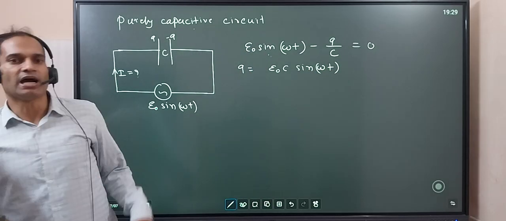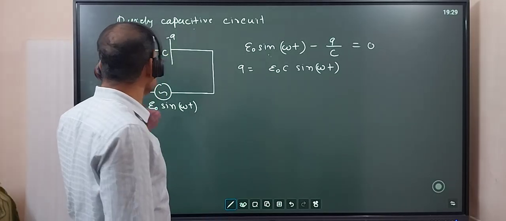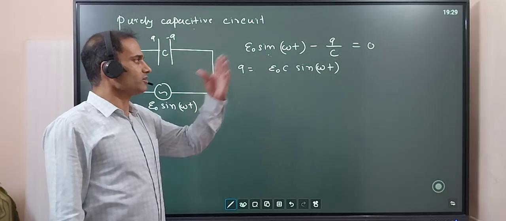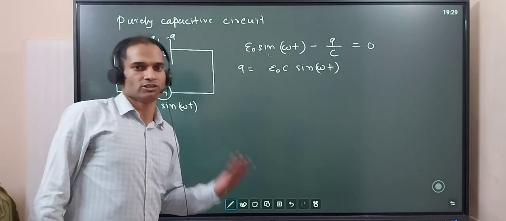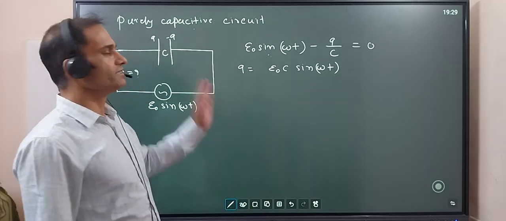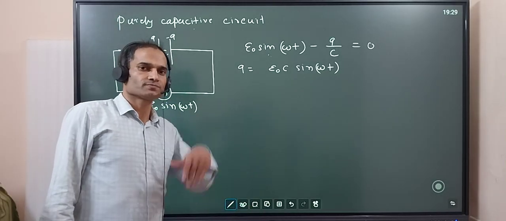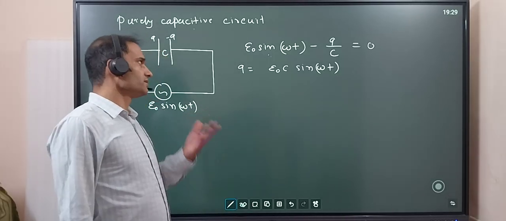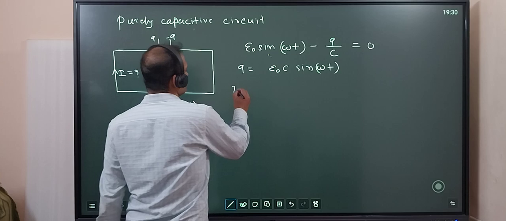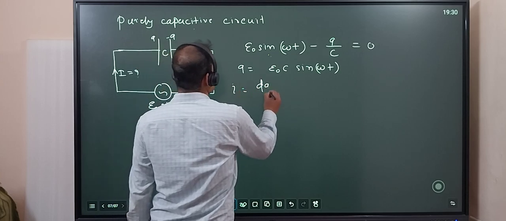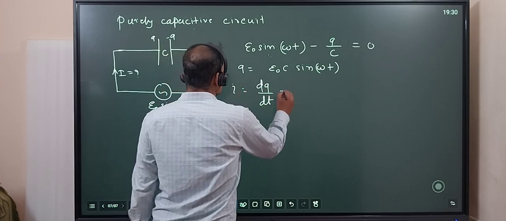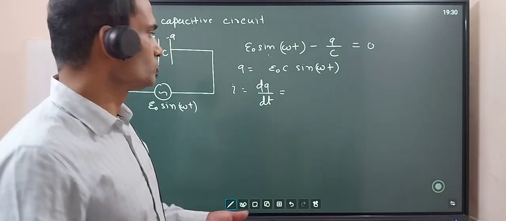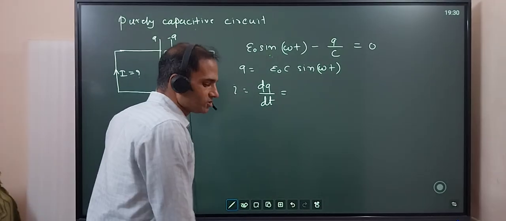So here charge, see here, EMF is also sine omega t, charge is also sine omega t. So charge and EMF both are in phase. But what about current? Let us see. Current I will be dq by dt, and we will see that sometimes we write minus dq by dt, sometimes we write plus dq by dt.